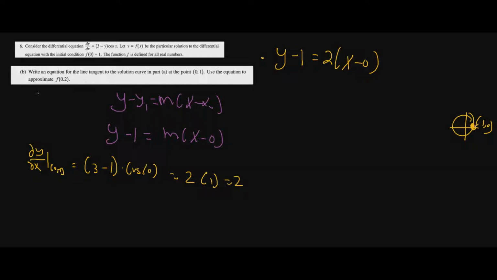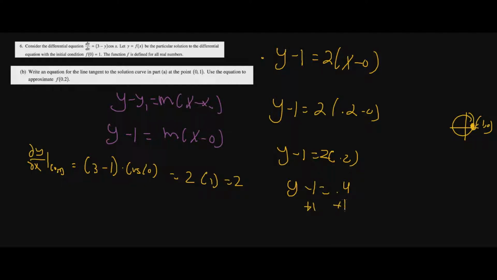Then it says use the equation to approximate f of 0.2. Cool. y minus 1 is equal to 2 times 0.2 minus 0. So y minus 1 is equal to 2 times 0.2, which is 0.4. Add 1. Bam, y is equal to 1.4. Now we can write f of 0.2 is approximately, because it said approximate, 1.4. And we're golden, we're ready to move on, right?